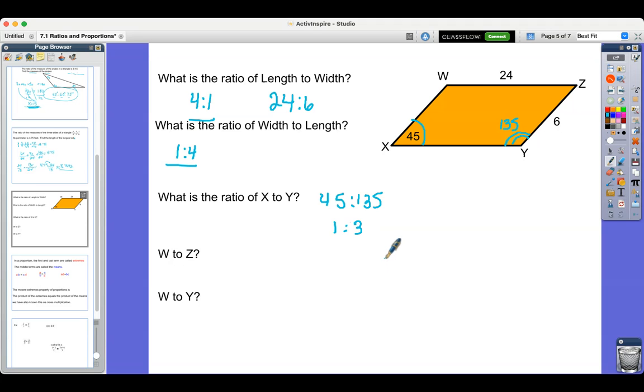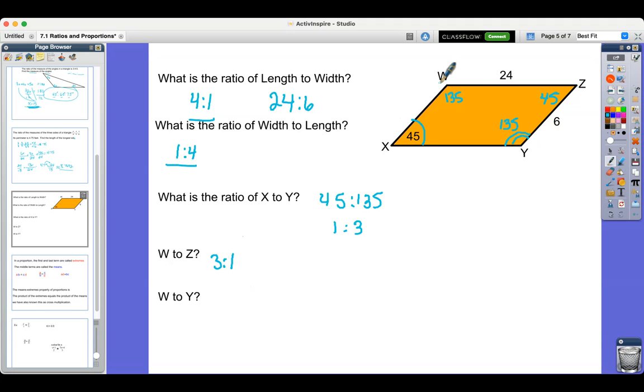What is the ratio of W to Z? Now remember, this is a parallelogram, so opposite sides are congruent and opposite angles are congruent. So that's 135, and this is 45. So then, what will be the ratio W to Z? It will be 3 to 1.